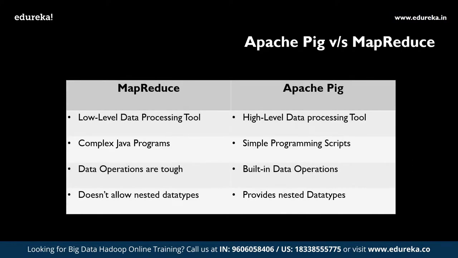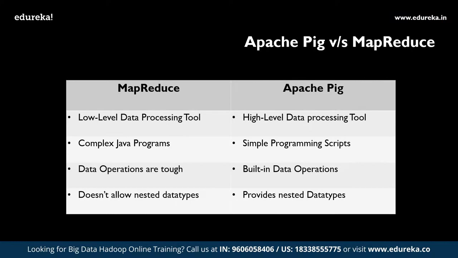So first up, we will begin with MapReduce. In MapReduce, we have low-level data processing. When it comes to Apache Pig, it is considered as a high-level data processing tool. Followed by that, the next important difference between MapReduce and Apache Pig is that we find complex Java programs when we are using MapReduce. But when we come into Apache Pig, we have simple programming scripts, which are shorter in code length and easily understandable. Followed by that, the third difference is the data operations are completely tough and complicated in MapReduce.